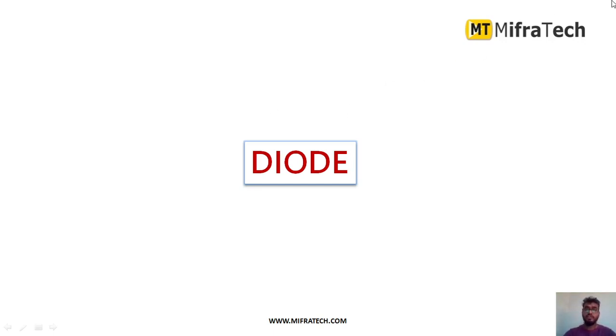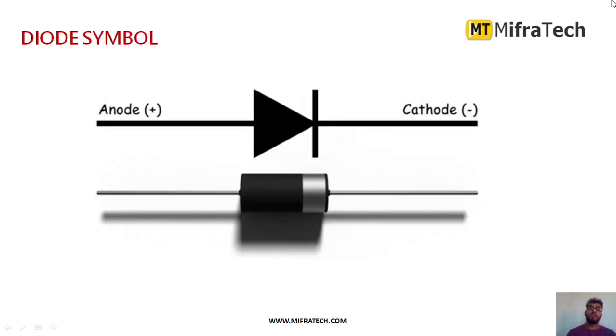Today in this section we learn about diodes. So this is the general symbol of a diode. It has mainly two pins, as you can see: the anode pin and the cathode pin. The anode pin is the positive one and the cathode is the negative one.